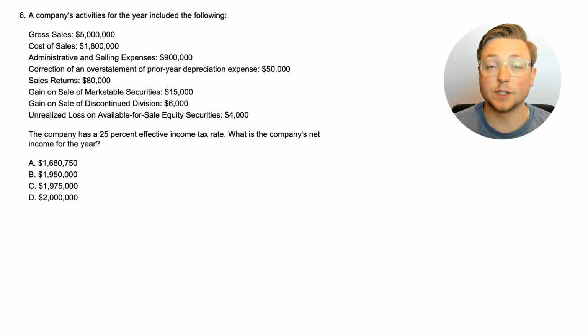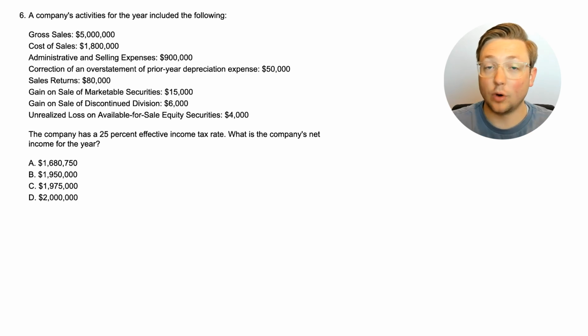Okay, here we are at question 6. A company's activities for the year included the following. They had gross sales of $5 million, they had cost of sales of $1,800,000, they had administrative and selling expenses of $900,000, they had a correction of an overstatement of prior year depreciation of $50,000, sales returns $80,000, gain on sale of marketable securities $15,000, gain on sale of discontinued division $6,000, and an unrealized loss on available for sale securities for $4,000. So the company had a 25% effective income tax rate. What is the company's net income for the year?